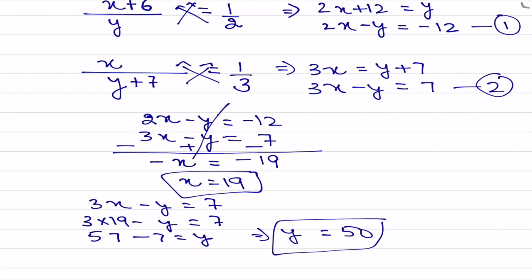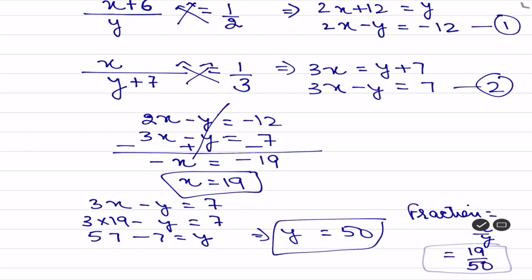But this is not the answer because children, they have said find the fraction. So you have to write down your answer also in fraction form. So our fraction was x upon y. So answer is 19 upon 50. So you have to leave your answer in fraction form.